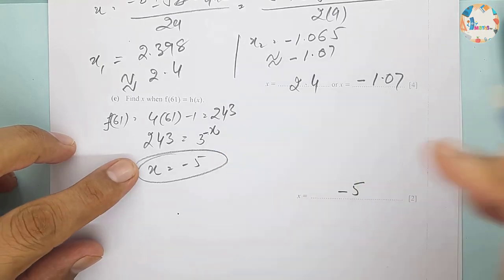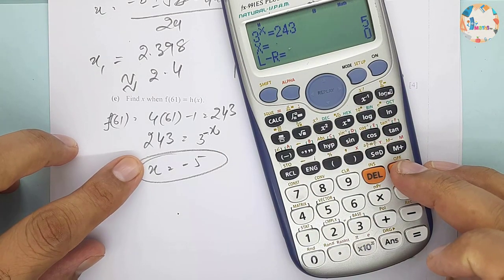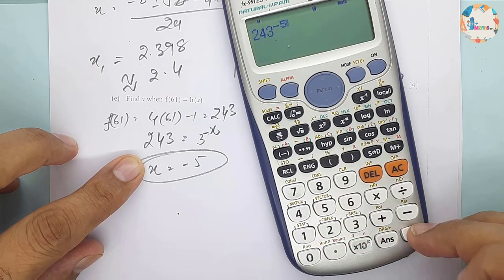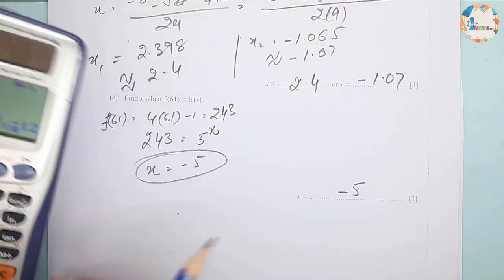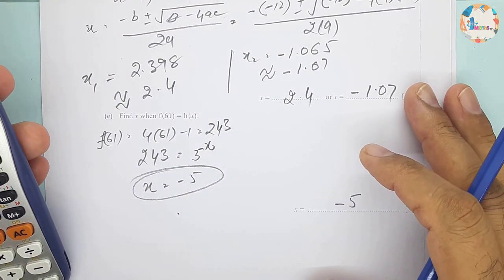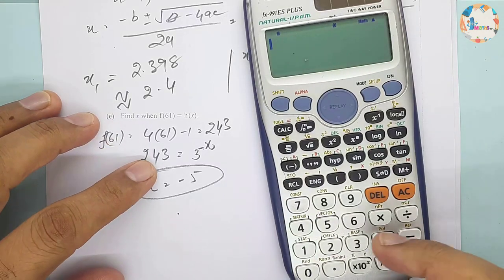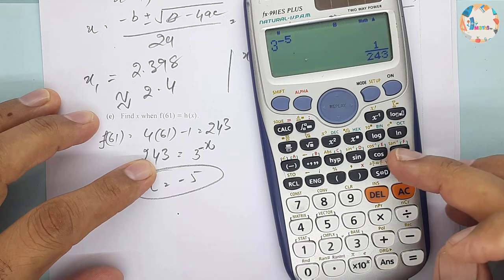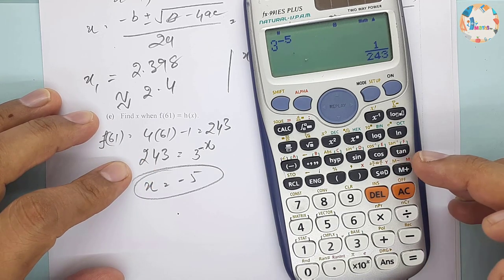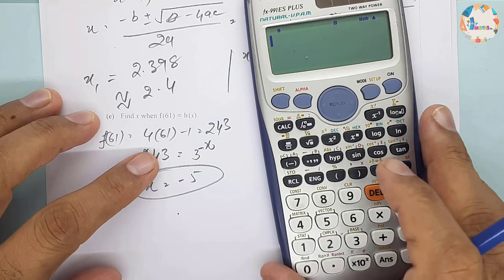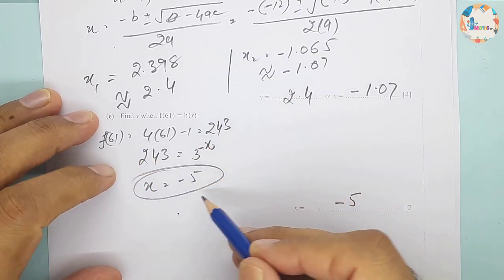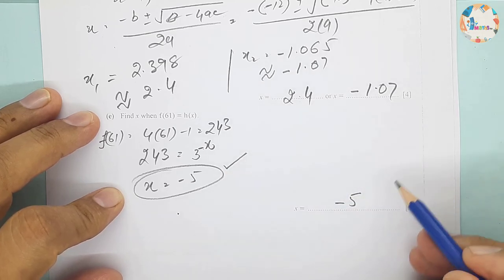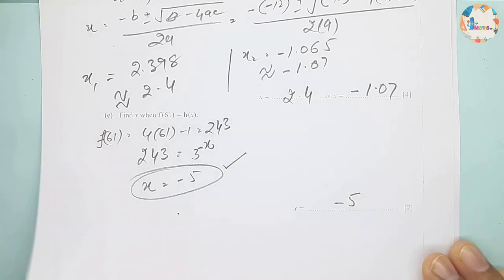So you can check also, for example 243 raised to the power minus 5, you can directly write 3 raised to the power minus 5, this one will be giving you 1 over 243. So basically this is how we can check. So x is equal to minus 5 will be our answer, which we have written over here.